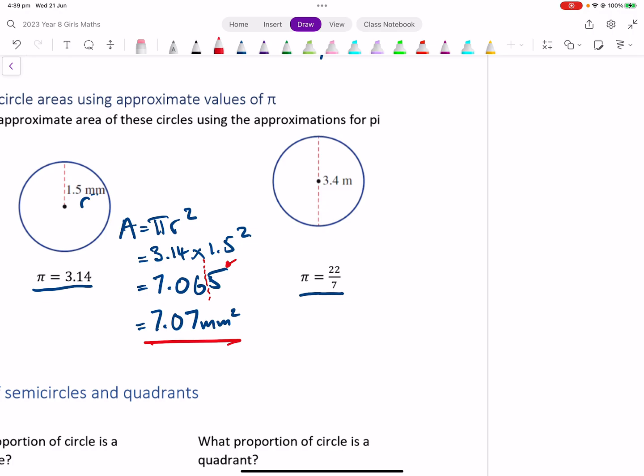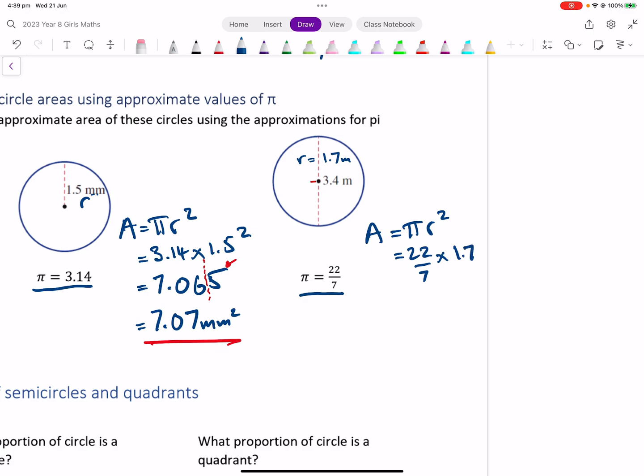All right, now this one we're being asked to use 22/7. And the first thing I'm actually noticing as well is that the radius is going to be half of 3.4, which is 1.7 meters. Radius equals 1.7. But the method we use is the same. Formula, substitute, answer.